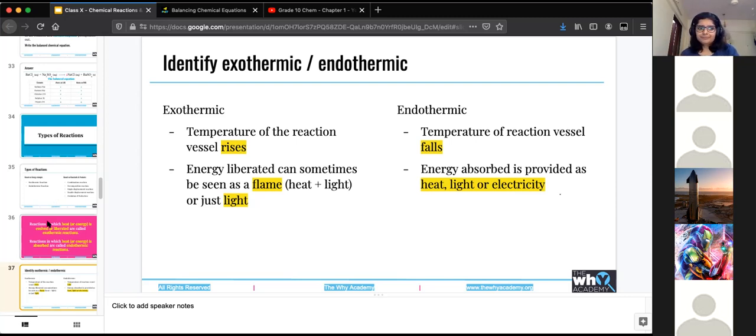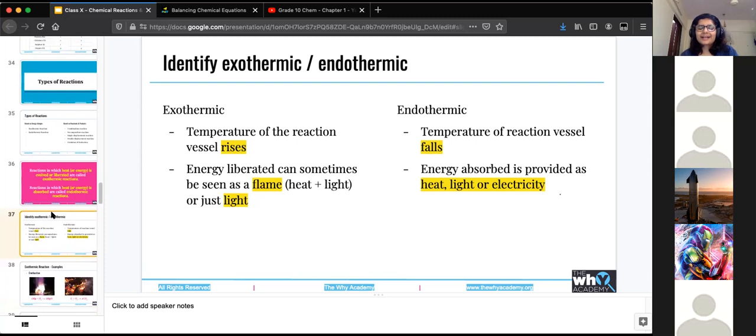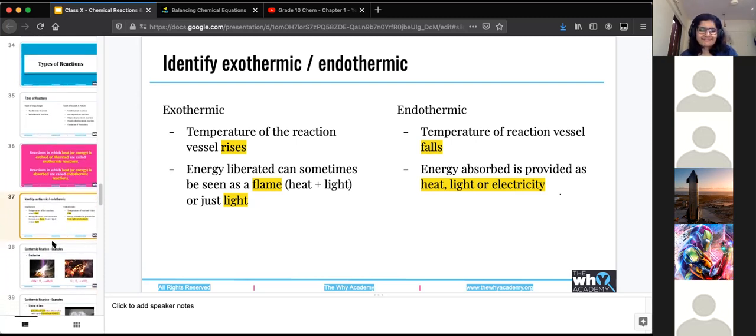Ma'am, in class, while doing exothermic or endothermic, as one of the examples, ma'am had told digestion. I am coming to that. Just give me 5 minutes, Nikki.